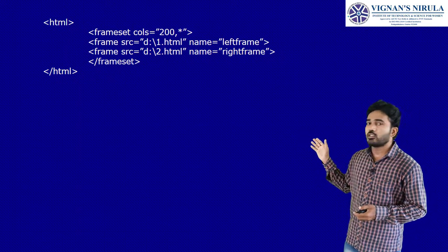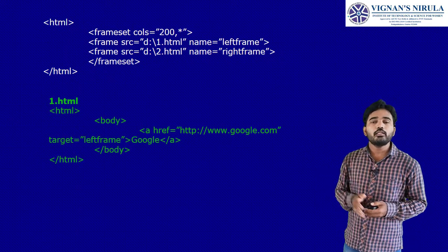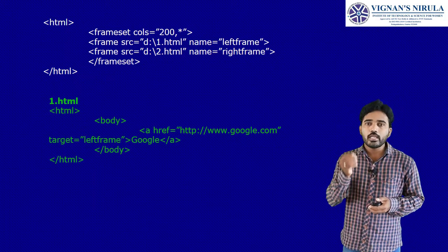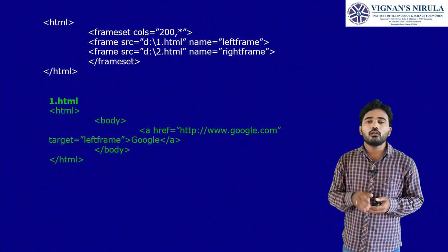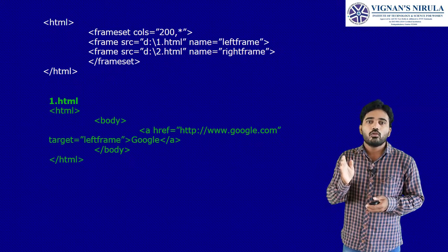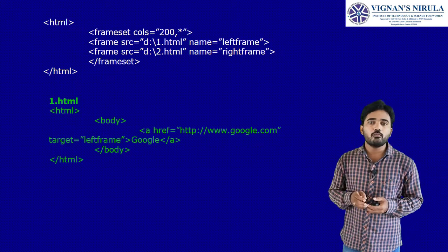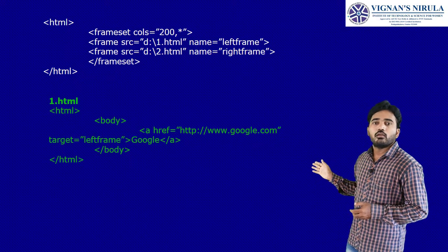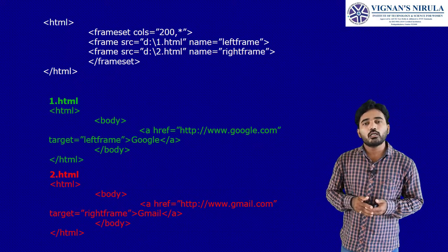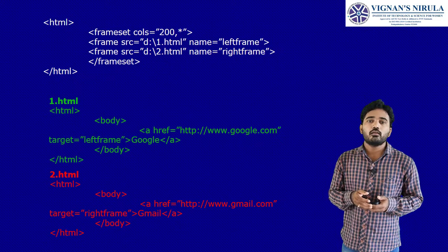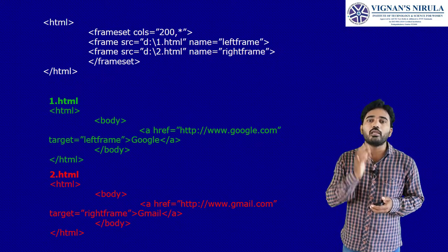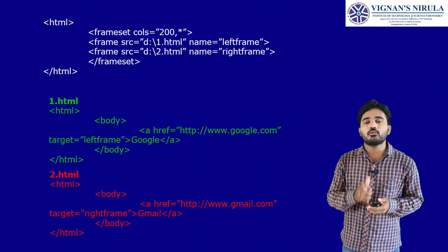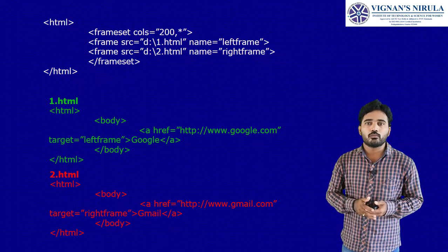So coming to 1.html, inside the body we have created one link by writing a href equals google.com and its target equals left frame. Why? Because for the first frame we have used the name left frame. And if you observe the next, 2.html, inside the body we have created another link, whose name is Gmail, and we have written www.gmail.com and its target equals right frame.